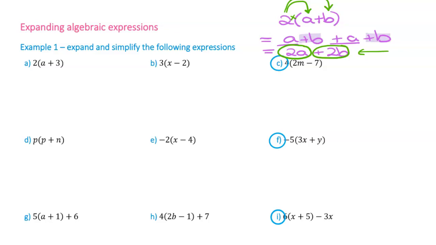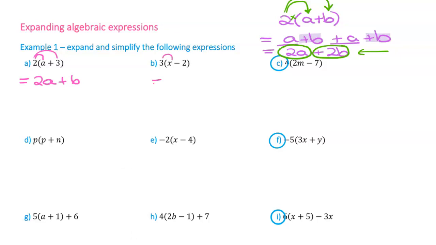So let's have a go with some of these examples. We've got 2 and then in brackets a plus 3, and that means 2 times the stuff in the brackets. So we're going to start off by doing 2 times a, 2a, and then 2 times positive 3 plus 6. And that's all you've got to do to expand brackets. Do we have any like terms here? No, so we just keep going.